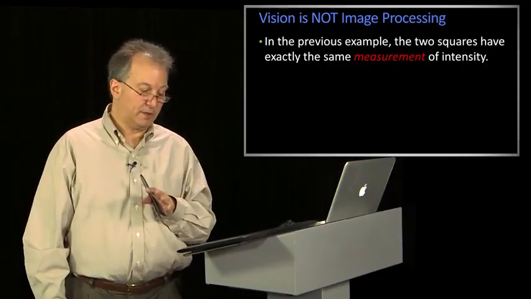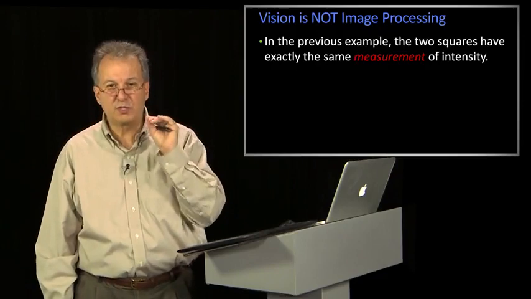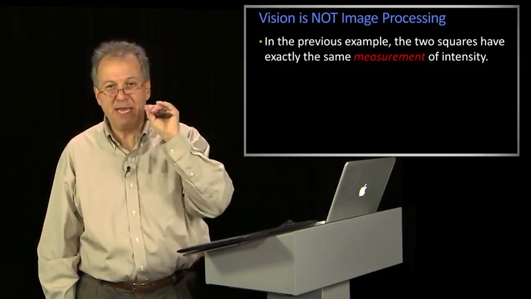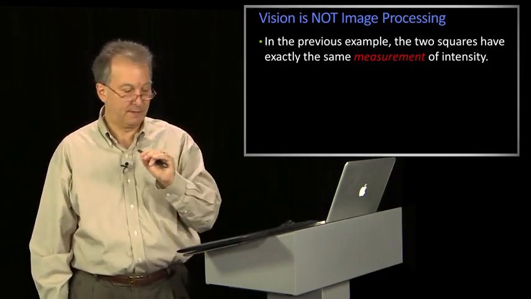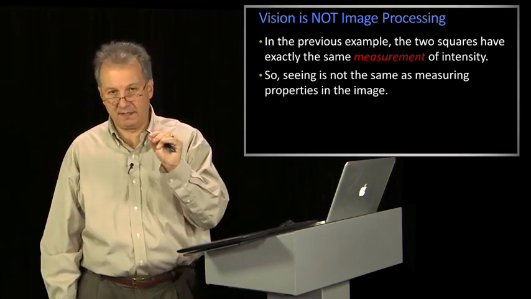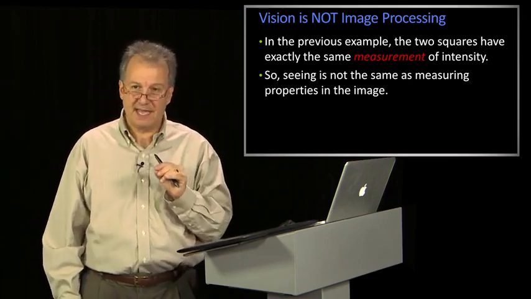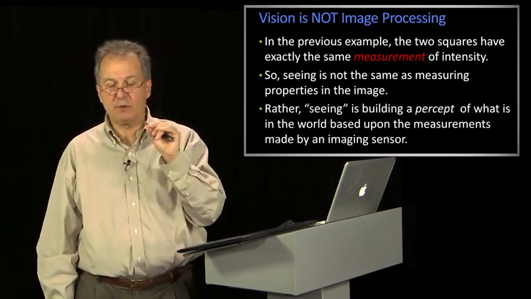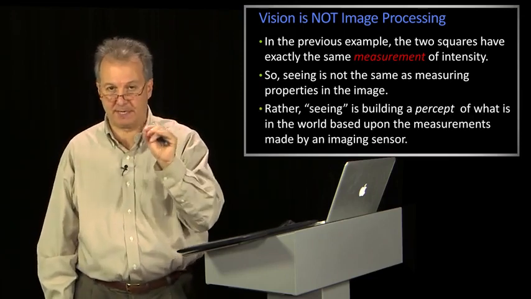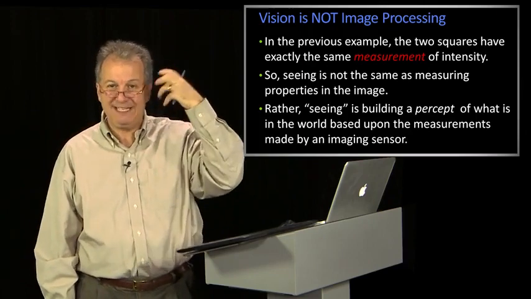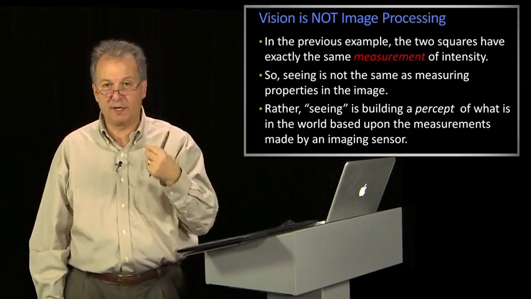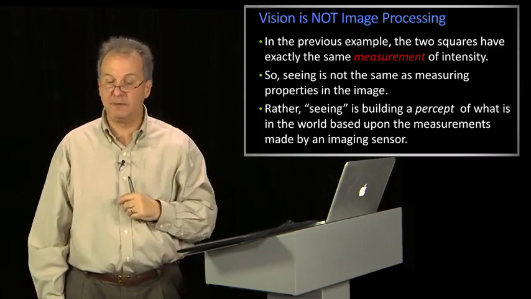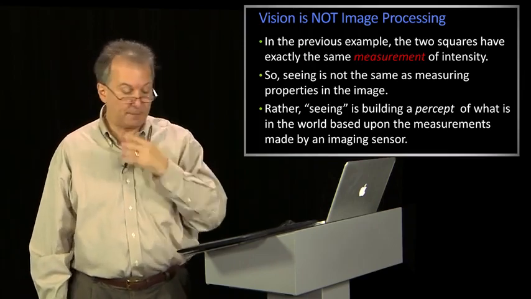So in that example, the thing to realize is those two squares have the same measurement of intensity, right? So seeing is not the same thing as just measuring image properties. In fact, seeing is called, we refer to it as building a percept, build up a description in your head of what's actually going on there based upon what's in the measurements.